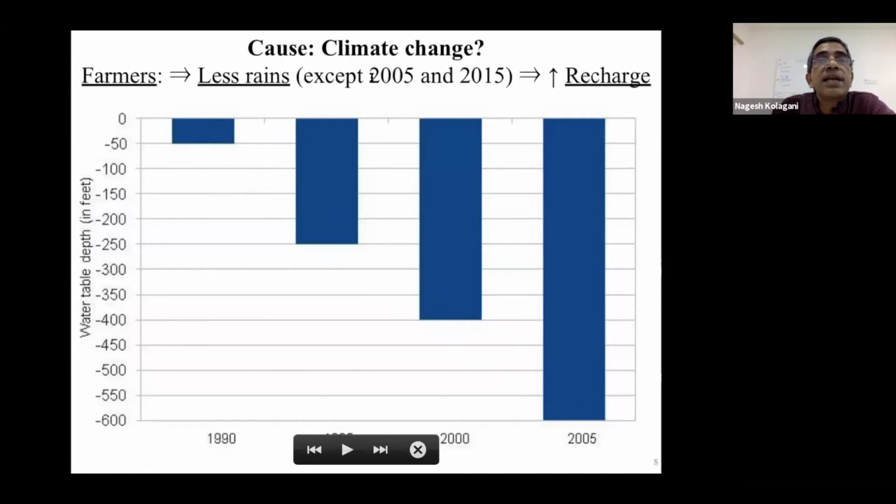Whereas after that, only 2005 and 15 were good. Otherwise, in between, there were no good rain years. So they say this crisis is all because of climate change. Rains have stopped coming. Now, is that true? How do you know? So the moment you say rains are low, what you need to do is increase recharge. You start building more water bodies so that whatever drop falls, it is retained there.